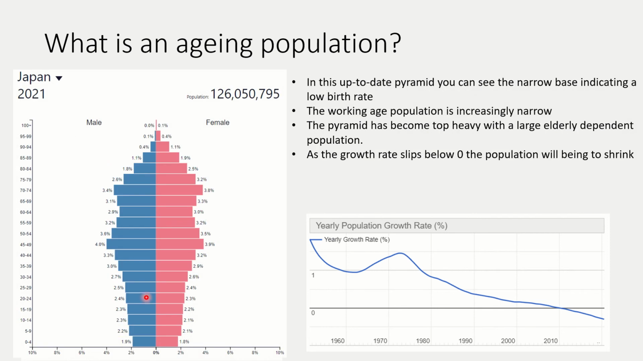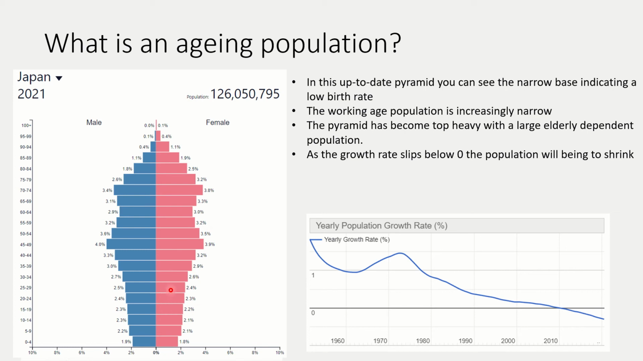This is an up-to-date pyramid of Japan, and you can see that in 2021 they've got a very, very narrow base of their pyramid. That only 3.6 or 3.8 percent of the population is between 0 and 4 years old is concerning when compared to the fact that over 7% of the population is between 70 and 74 years old. There are far more people over the age of 65 in Japan than there are in the ages between 0 and 25. And that is of significant concern to Japan.